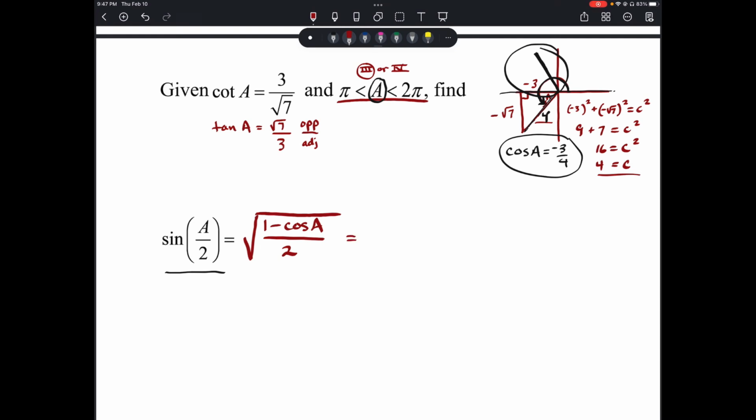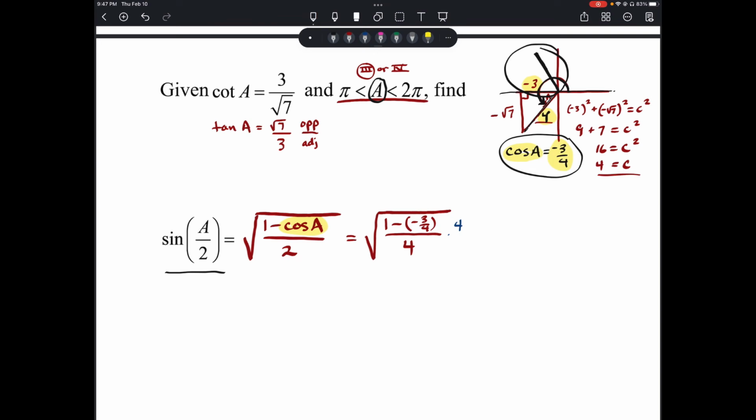So what we're going to do here then is figure out what is our cosine of angle A. And since we've already drawn it out over here, we know that we need the adjacent and the hypotenuse. So our cosine of A is going to be negative 3 over 4. So we're going to just substitute that in. We're going to say the square root of 1 minus negative 3 over 4, all over 2. And when we get rid of our complex fraction, we're going to multiply by 4 over 4.